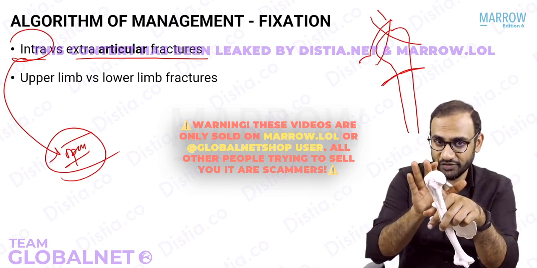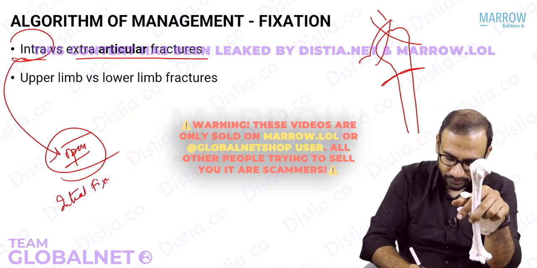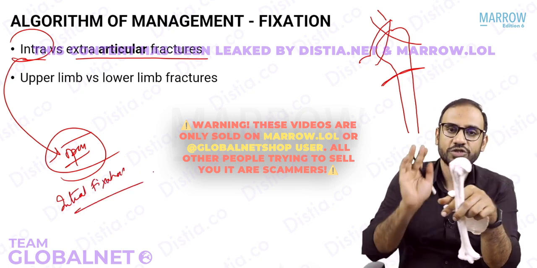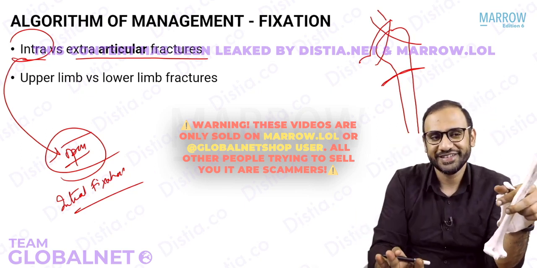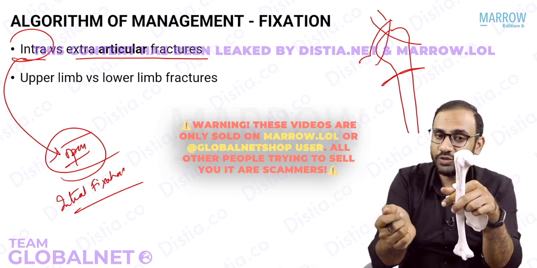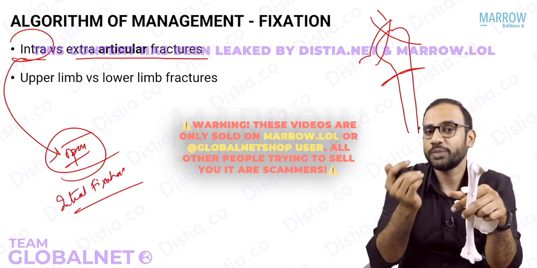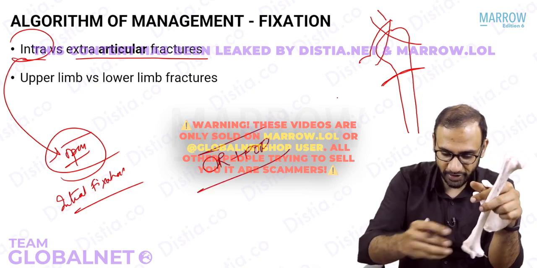So what type of fixation will you go for? Internal fixation. So for all intra-articular fractures, you will do open reduction and internal fixation. And extra-articular fractures, what can you go for? You can go for closed reduction and then you can stabilize that fracture with a POP. You can go for closed reduction plus POP. Right? Now let me show you.